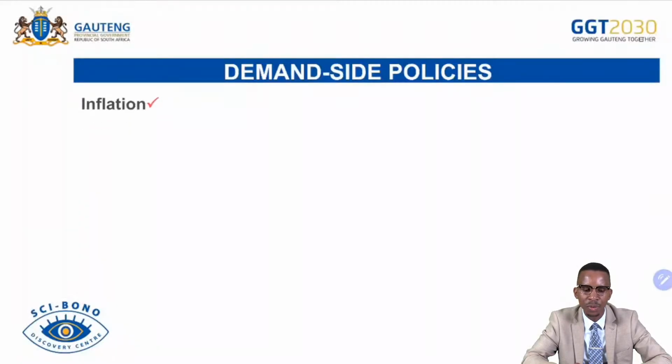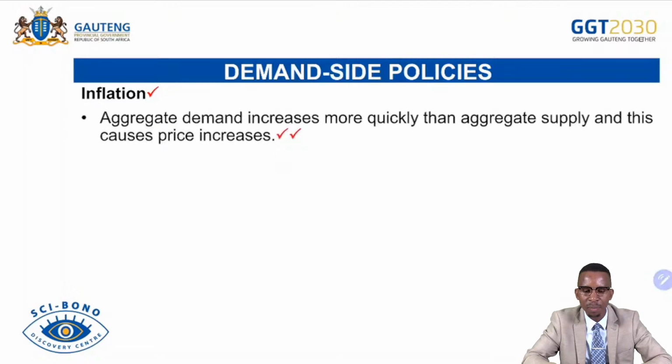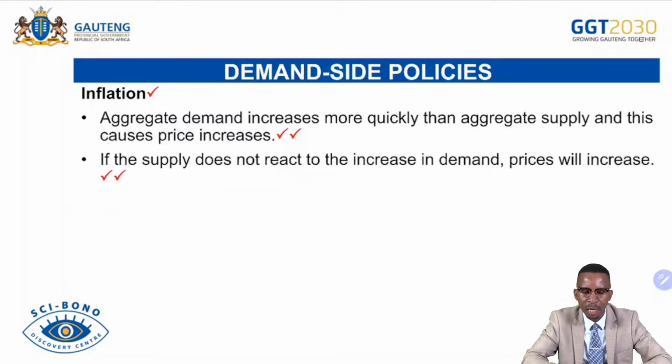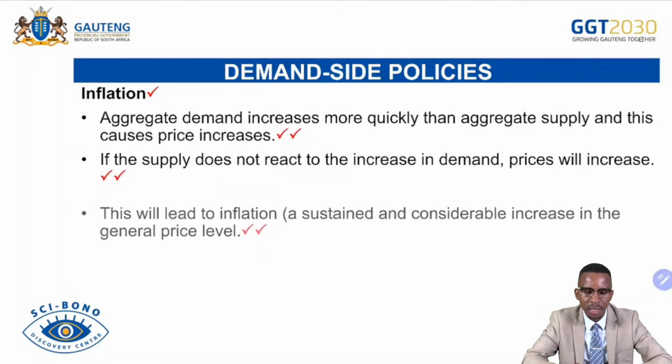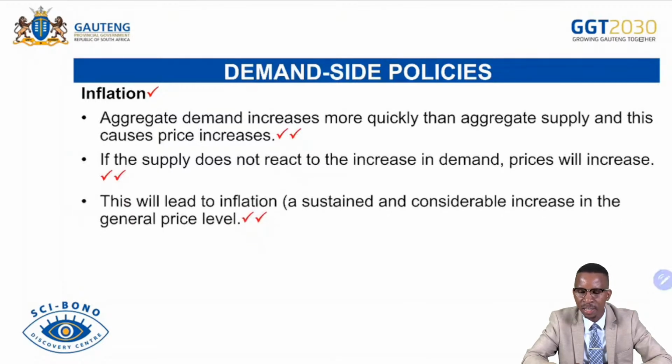And then we continue. Inflation. Aggregate demand increases more quickly than aggregate supply, and this can cause an increase in prices. If the supply does not react quickly to the change in the demand, the price will increase. And then this will lead to inflation, a sustained increase in the general price level over a period of time.